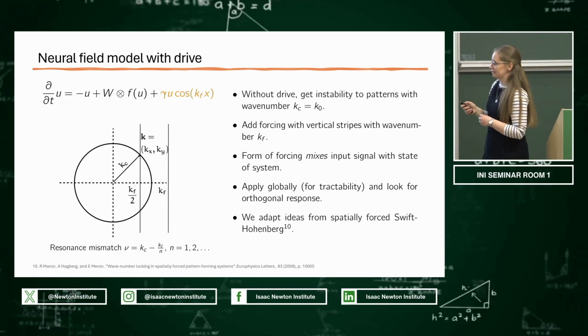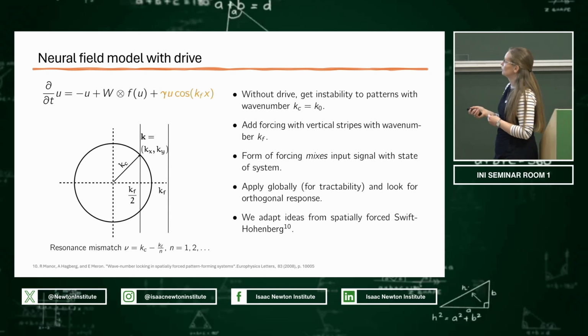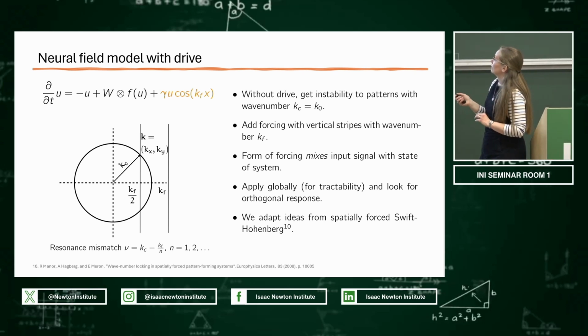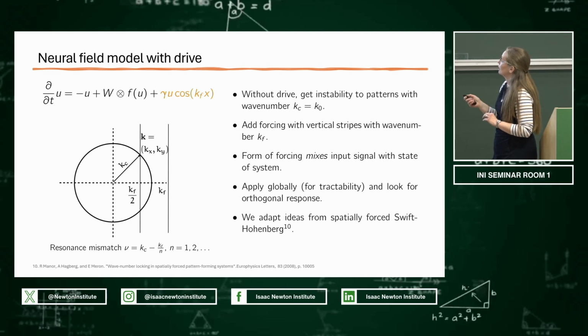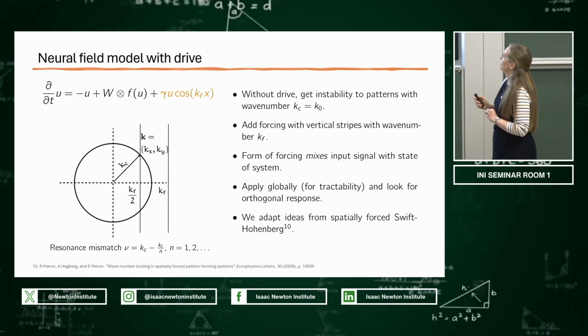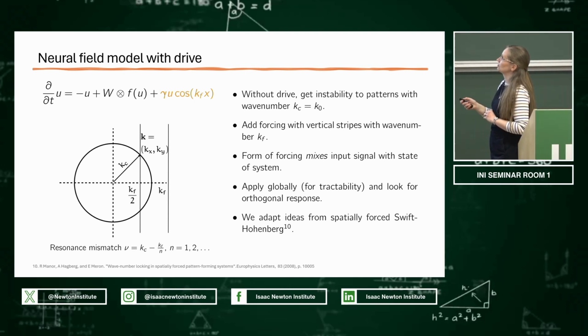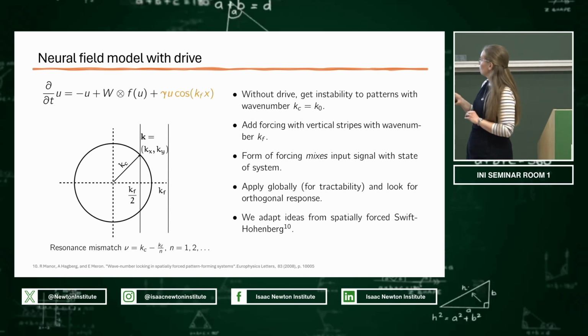Across the whole domain. We'll come back to part of the domain later, but we're going to add it on the whole domain for tractability. And then we're going to multiply that by the level of activity we've already got. So we're mixing the input signal with the state of the system already, and we're just going to give it some strength.